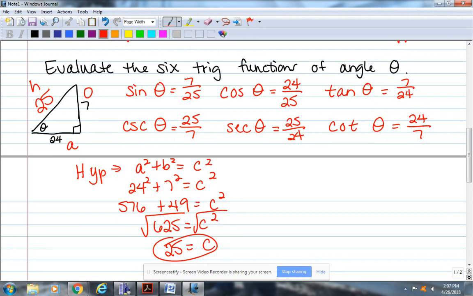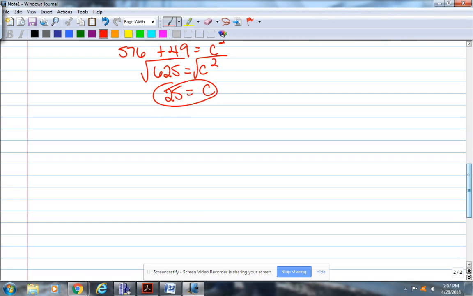Got it? Not even close. All right. Next example.